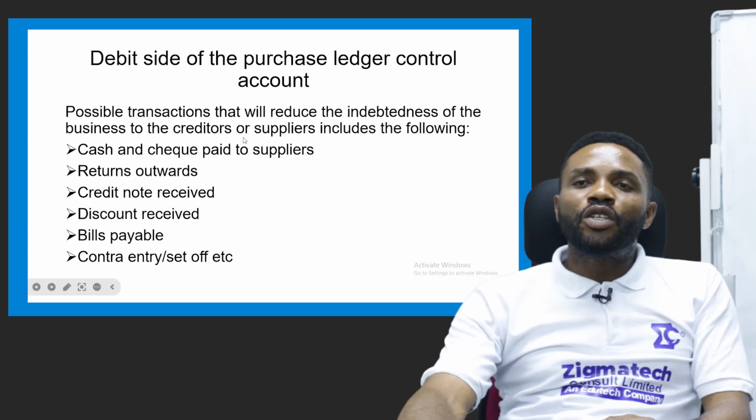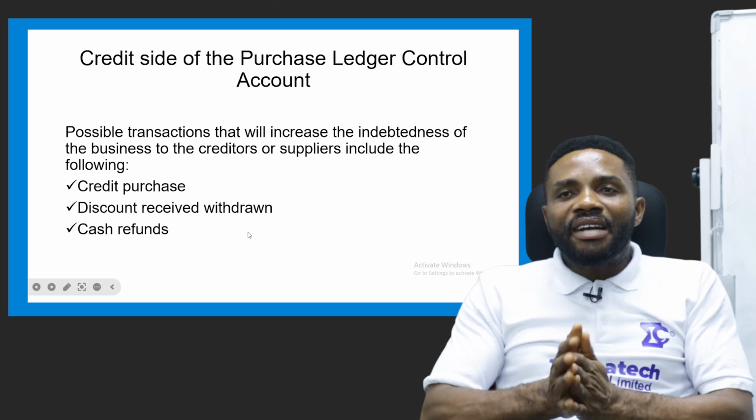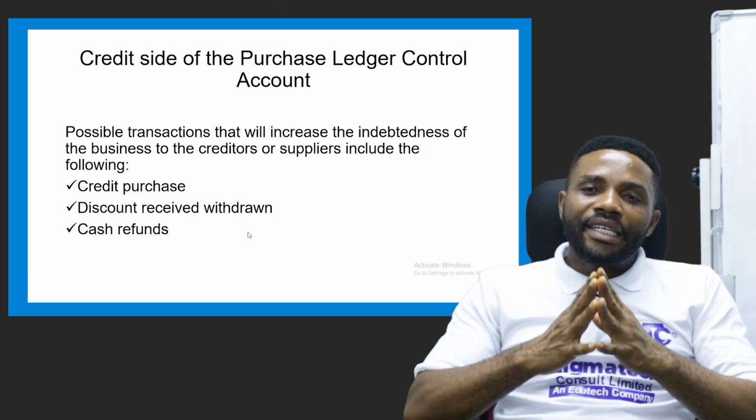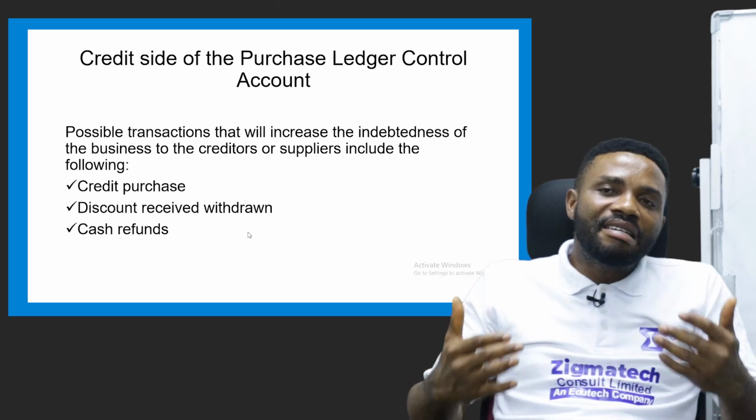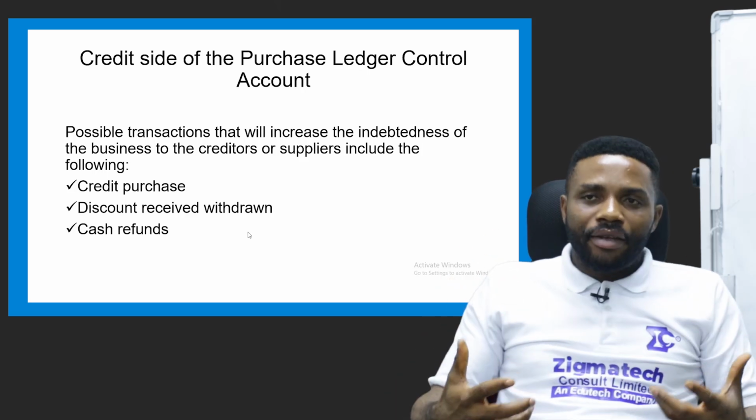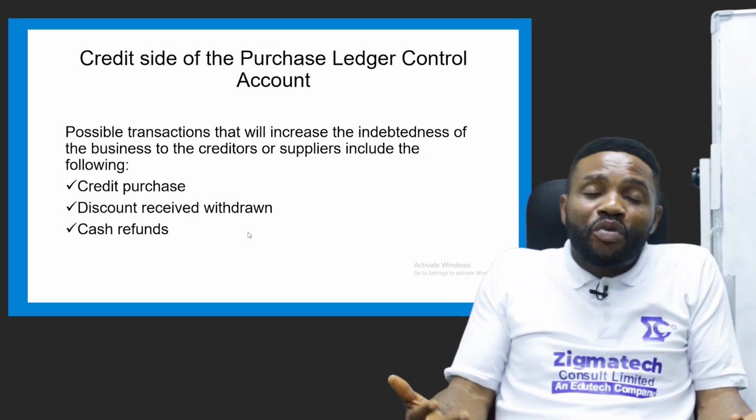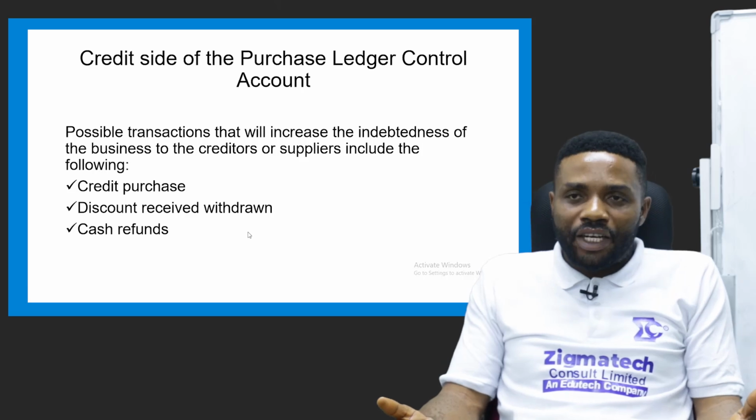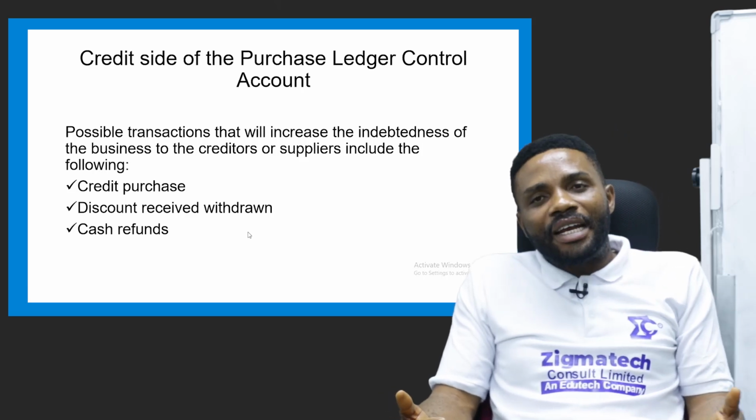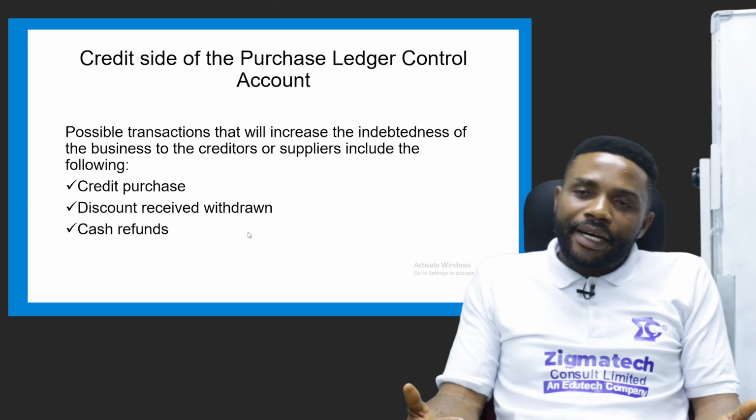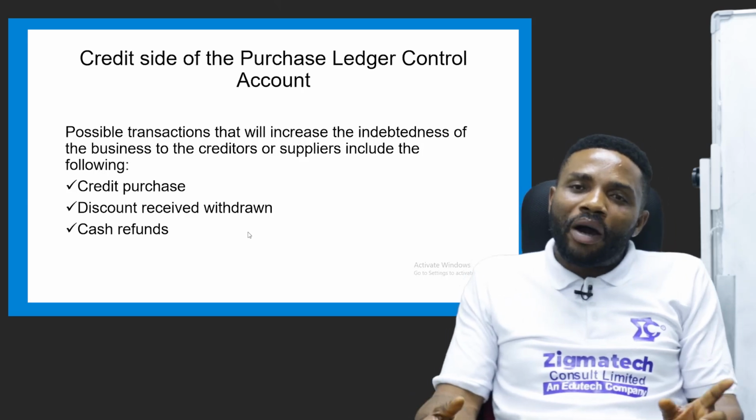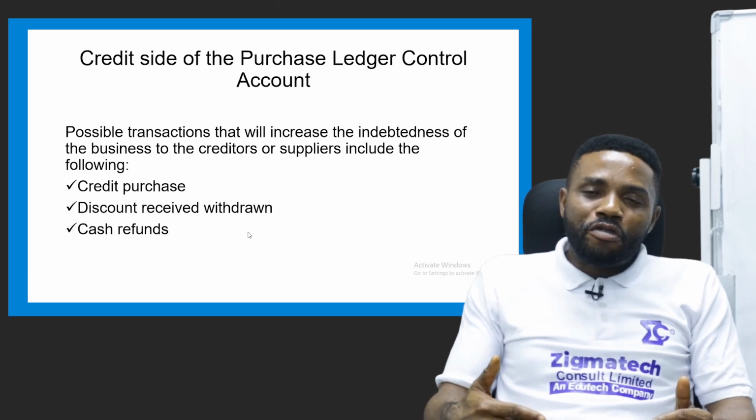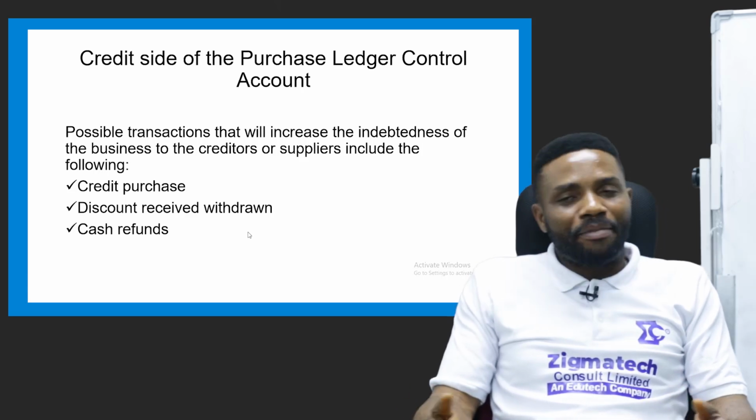All right, let's look at the credit side. Now, the credit side of the purchase ledger control account is where transactions that will increase what we are owing our creditors will be posted. Possible transactions that will increase the indebtedness of the business to the creditors or suppliers include, number one, credit purchase. Of course, you know that the more you buy on credit, the more your indebtedness.